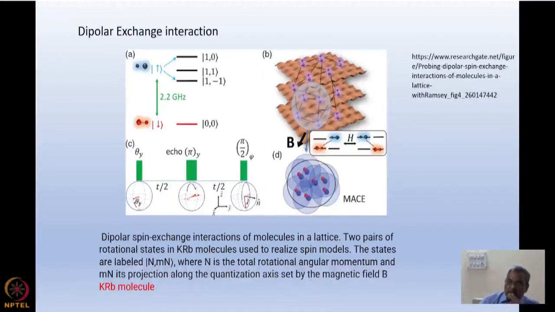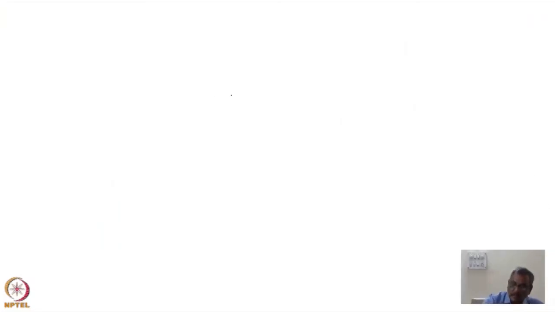Dipolar exchange interaction is another type of interaction which I mentioned in my transparency earlier. It is basically the exchange interaction between two pairs of rotational states of a molecule. What I have shown here schematically is a potassium rubidium molecule. Here you can see that one state is 0, 0, where 0 is the total spin of the electrons in this molecule, and the other state is spin 1.